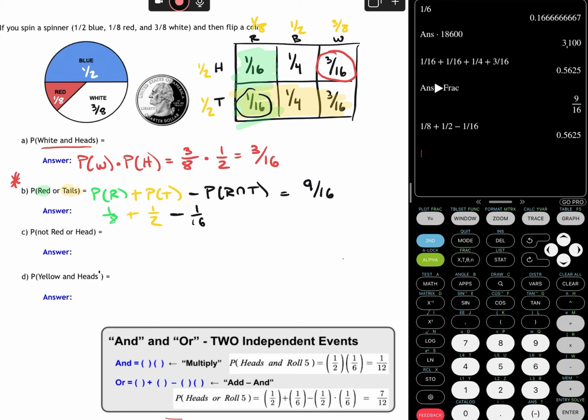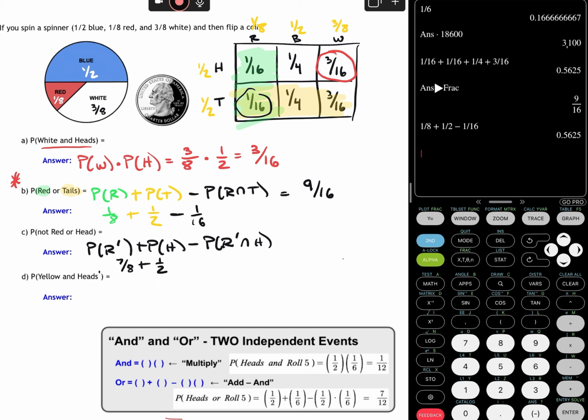So not red is going to be everything else that's not red. So let's do it with our probability formula here. The probability of red with the little prime mark, which means not, plus the probability of heads, and we're going to subtract the probability of not red and heads. So to calculate that, not red would be everything else besides red. So that's going to be 7/8. So you're going to have 7/8 here. We're going to add to it 1/2.